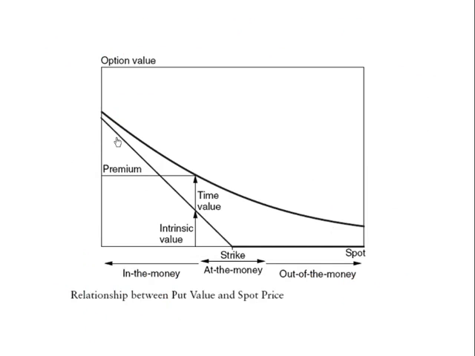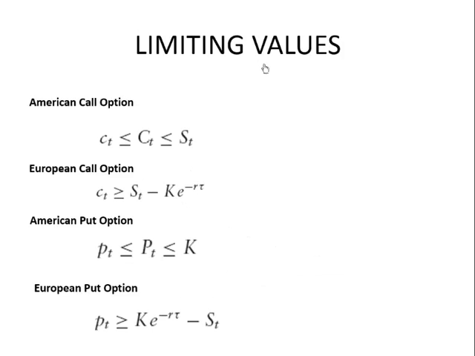Similarly, for put options, as the spot goes below the strike, the option starts coming in the money. The premium will be the sum of the intrinsic value as well as the time value. We next try to understand the limiting values of options.